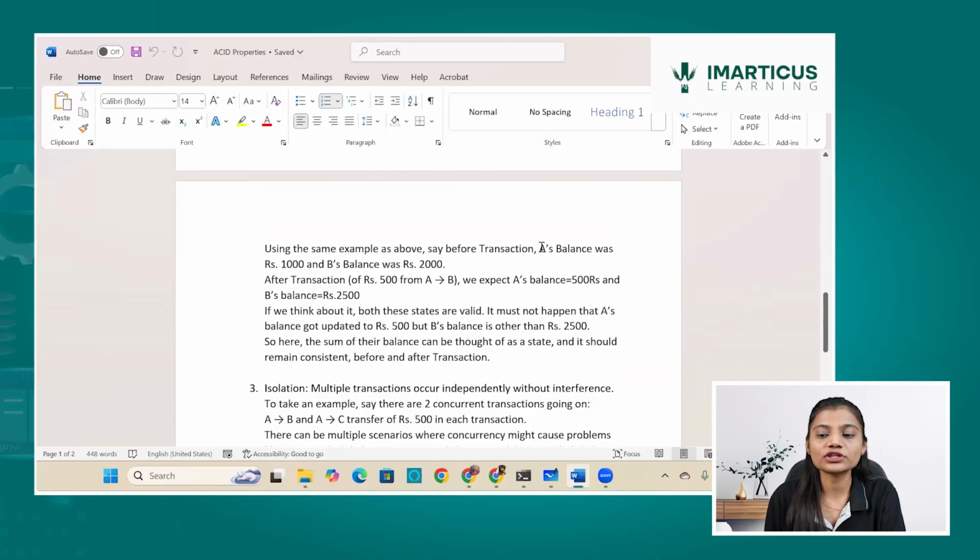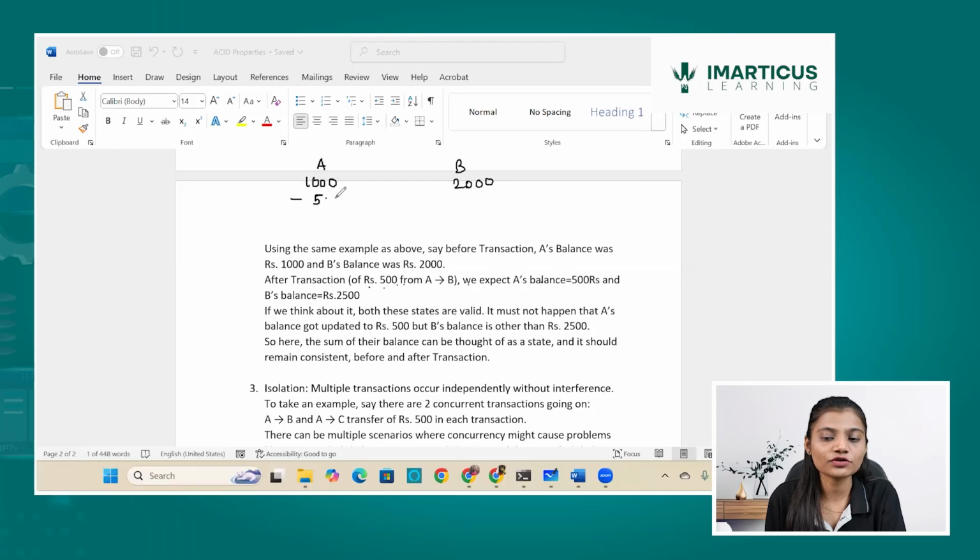So, before the transaction, A had a balance of 1,000. Let me write it over here. A has a balance of 1,000, and B's balance was 2,000. After the transaction of rupees 500, we expect A's balance to be 500 rupees, and B's balance to be 2,500.